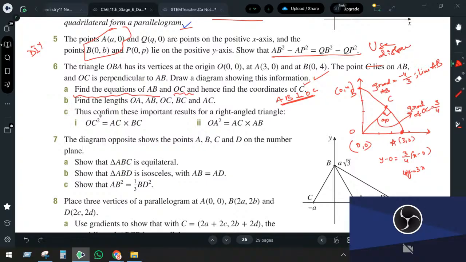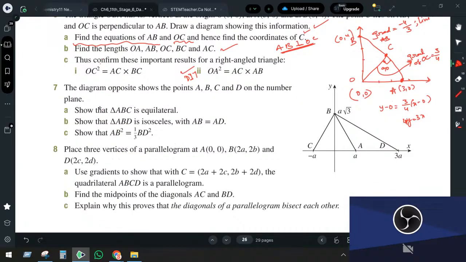That's the only way. Find the lengths of OA, AB, OC, BC, AC. You can get all of them. OA, AB, BC, all the lengths you can do. So confirm that OC squared is equal to AC times BC. This is also do it yourself. These are all your distance formulas. Okay. So go to the next one.